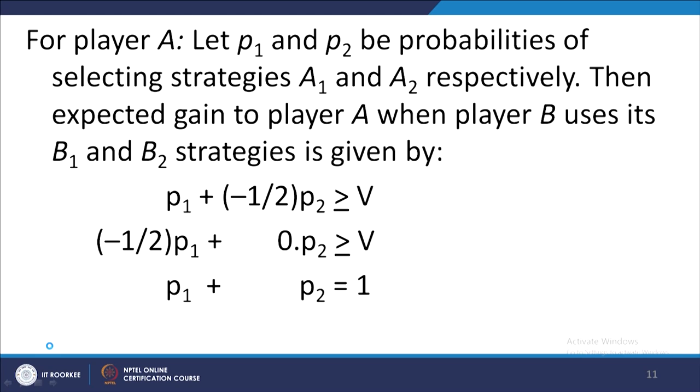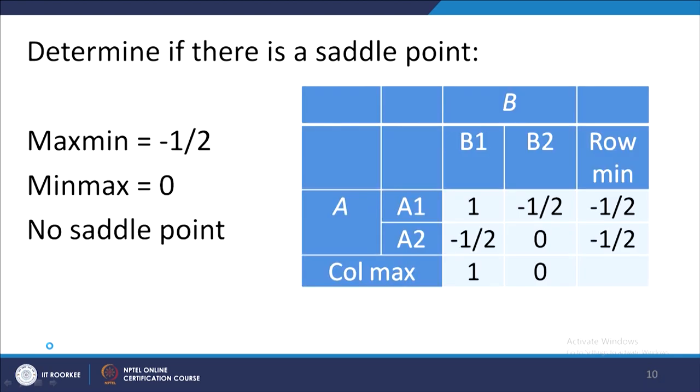I hope you have understood. How did we get these equations? We got these equations by looking at the coefficients that are given in the payoff matrix: 1, minus 1/2, minus 1/2, 0.